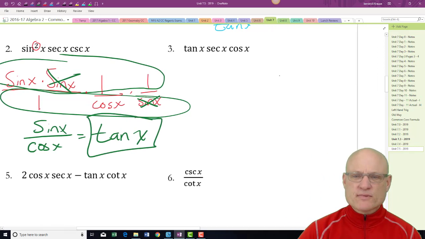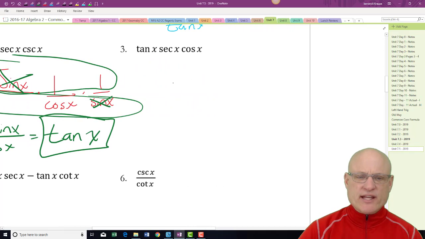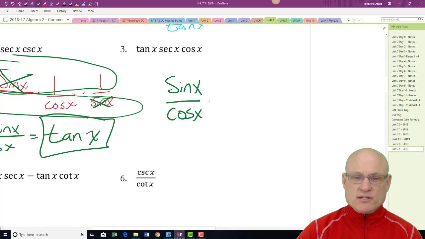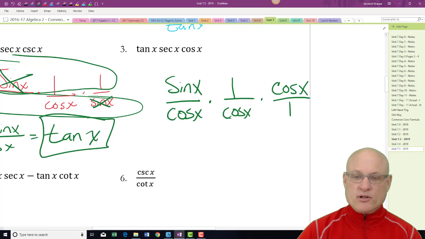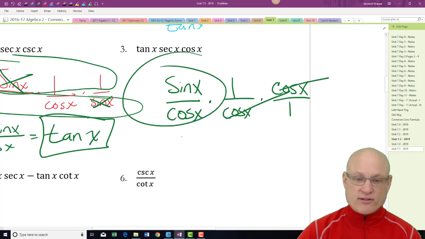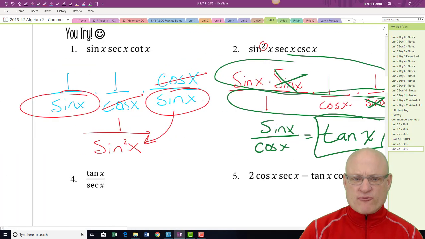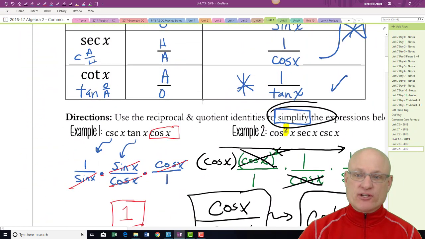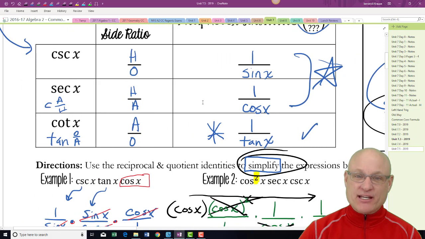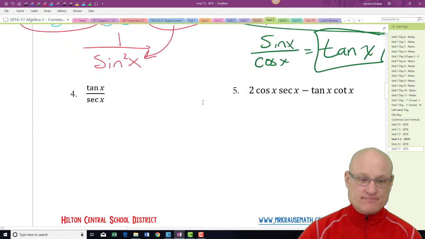And finally, here we got one that says tan x is sine x over cosine x times 1 over cosine x times cosine x over 1. Well, that's really simple because those cancel, and I'm left with this, but that's really just tangent of x. By the way, these problems are virtually impossible if you don't memorize this stuff up here. It has to be memorized, okay? Get it down. All right, I'm going to take a little pause. I'll be right back.